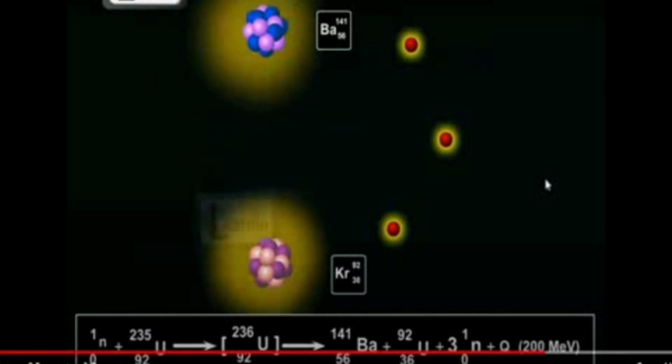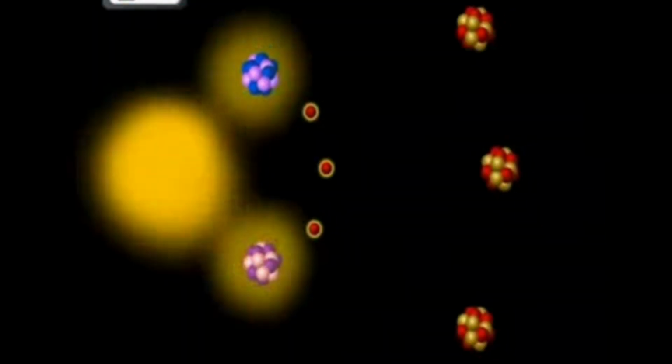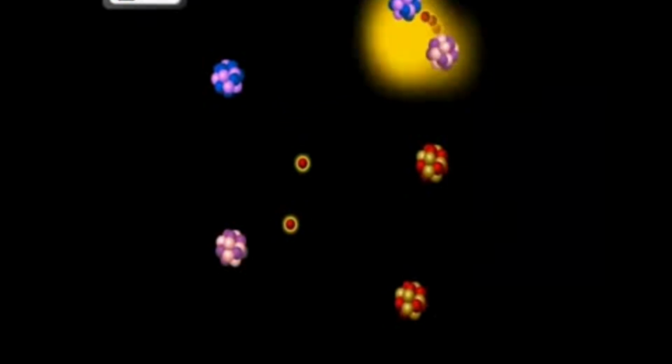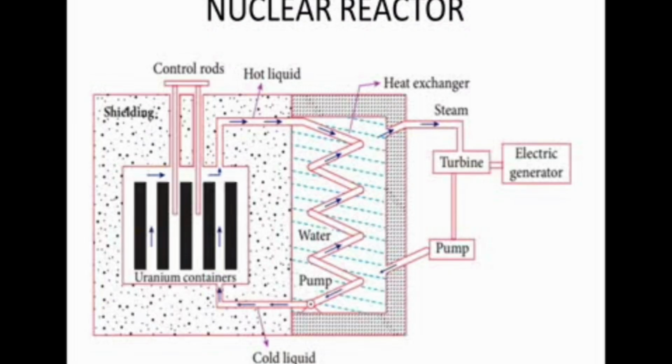Those 3 neutrons again react with another 3 uranium 235, and each releases 3 again. So totally we now have 9 neutrons and a large amount of energy released. Finally, the uncontrolled chain reaction is the atom bomb. The controlled chain reaction is the nuclear reactor.